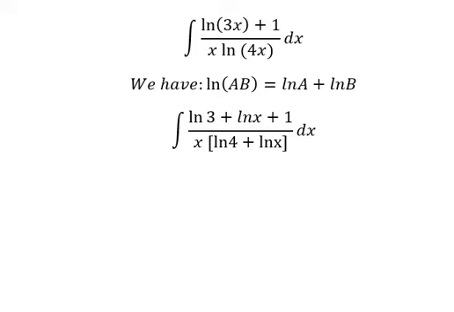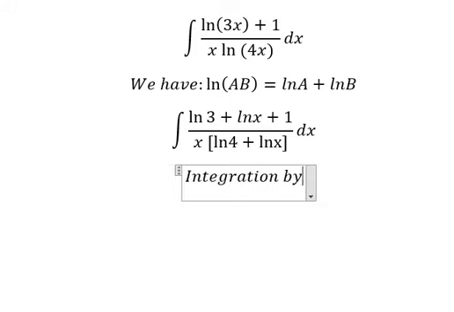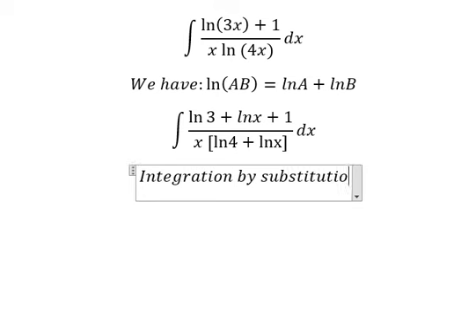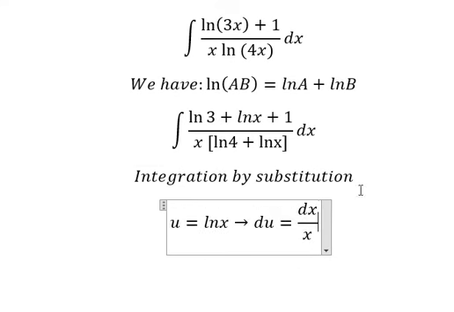Next, we need to use integration by substitution. So I will put u equals ln s. Later, we need to first take the derivative of both sides, and we have s over s.